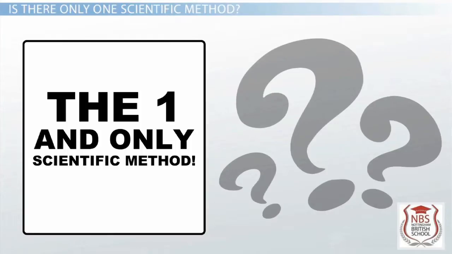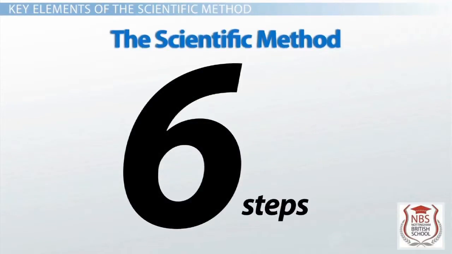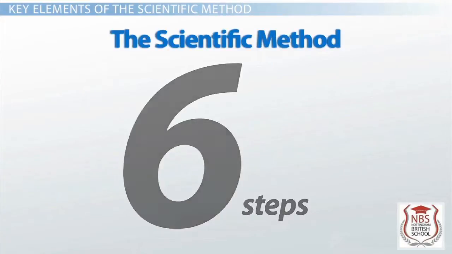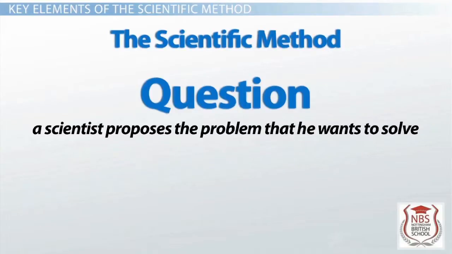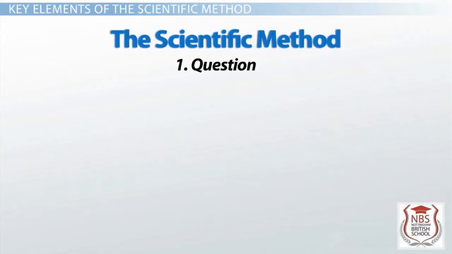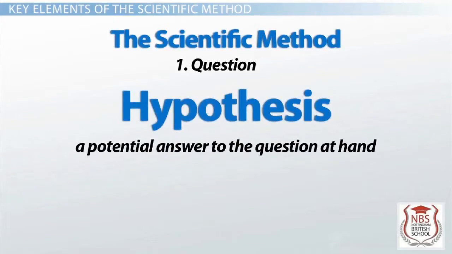So, the key elements of the scientific method. There are 6 key steps that tend to categorize the scientific method. The first step is the question. This is the part where the scientist proposes a problem that he or she wants to solve. A well-conceived question usually leads to a hypothesis, a potential answer to the question at hand.